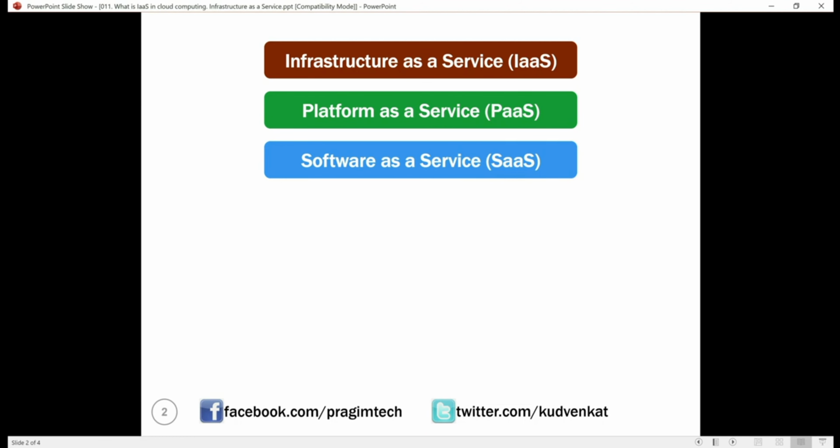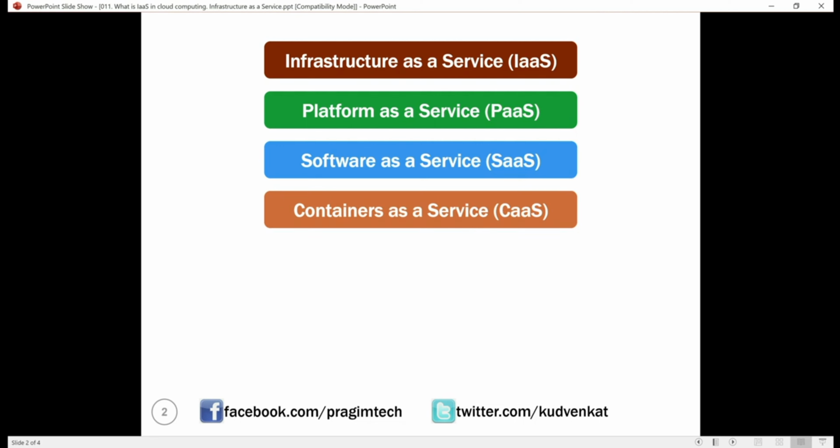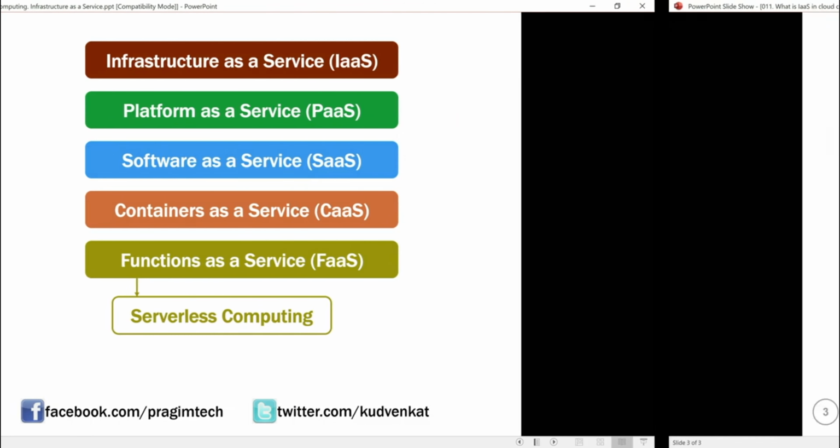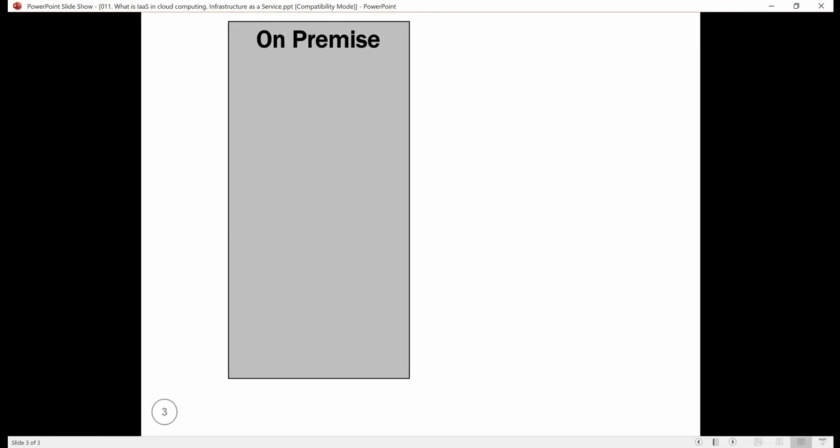With cloud technologies advancing and maturing so fast, in addition to these three cloud offerings, we also have containers as a service, CaaS, and functions as a service, FaaS, also called serverless computing. So, in this video, let's understand what is infrastructure as a service, who uses this service, and the benefits it provides. If we are not using cloud, we manage everything on premise. Basically, our organization is responsible for managing pretty much everything.